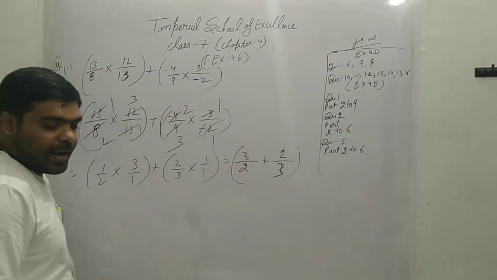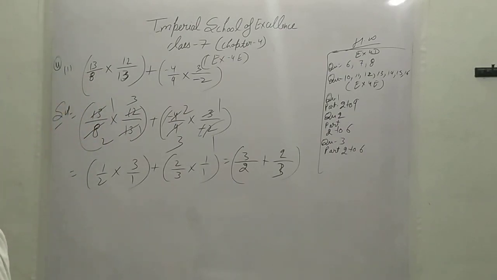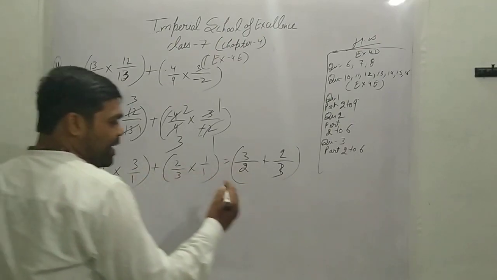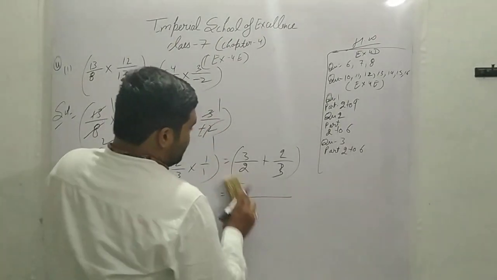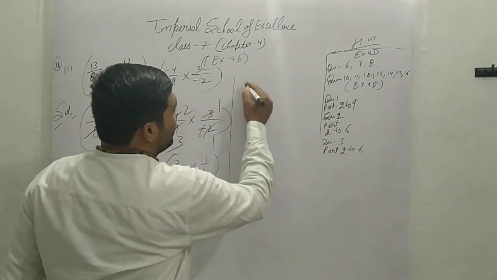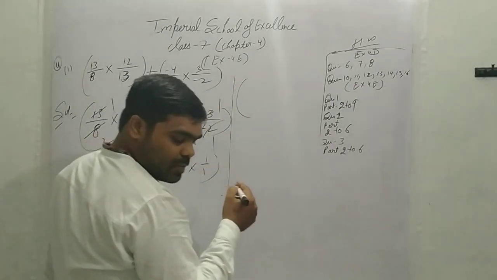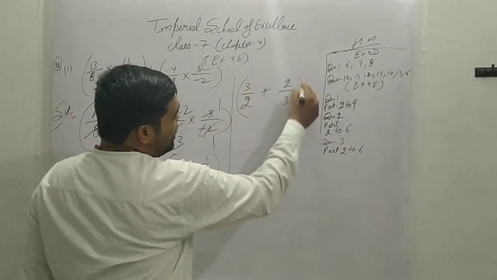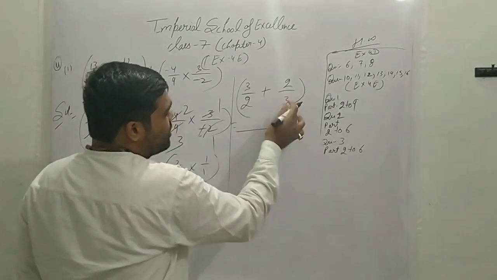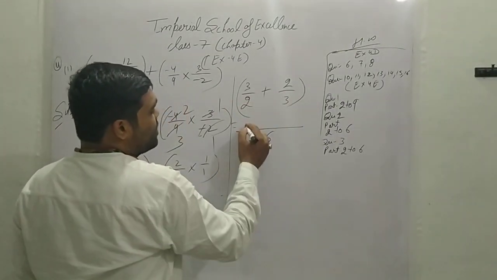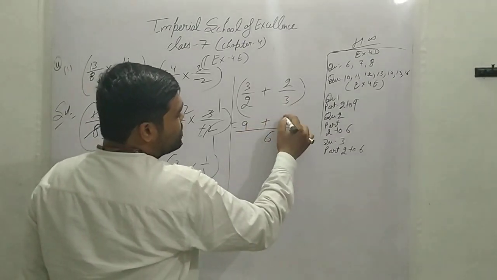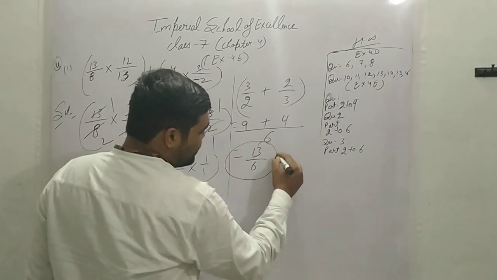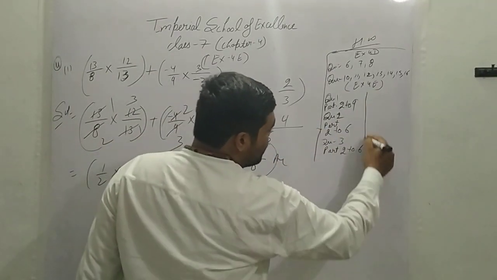3 1s are 3. Now take the LCM. When you are taking the LCM of 2 and 3, it will be 3 upon 2 plus 2 upon 3. When you are taking the LCM of 2 and 3, 3 2s are 6, 3 3s are 9 plus 3 2s are 6, 2 2s are 4. 9 plus 4 will be 13. 13 upon 6 is the answer.